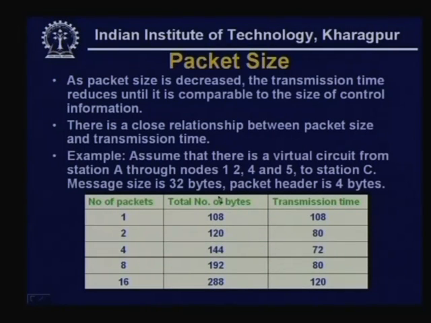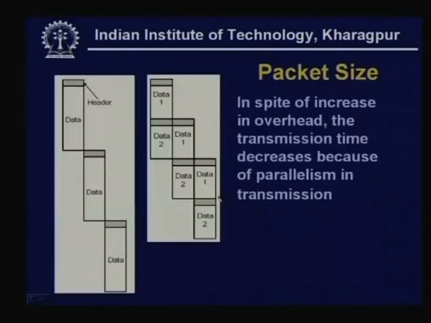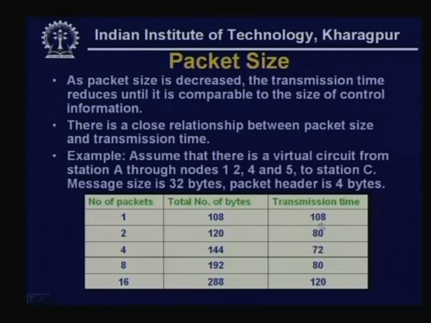However, because of parallelism, you can see here this packet and this packet are being sent simultaneously. This packet and this packet are being sent simultaneously. As a consequence, the total transmission time will be shorter. Here we find the transmission time has decreased. Although more bytes are transmitted through the network, the overall source to destination transmission time has reduced from 108 to 80. That is a normalized value, you can say.